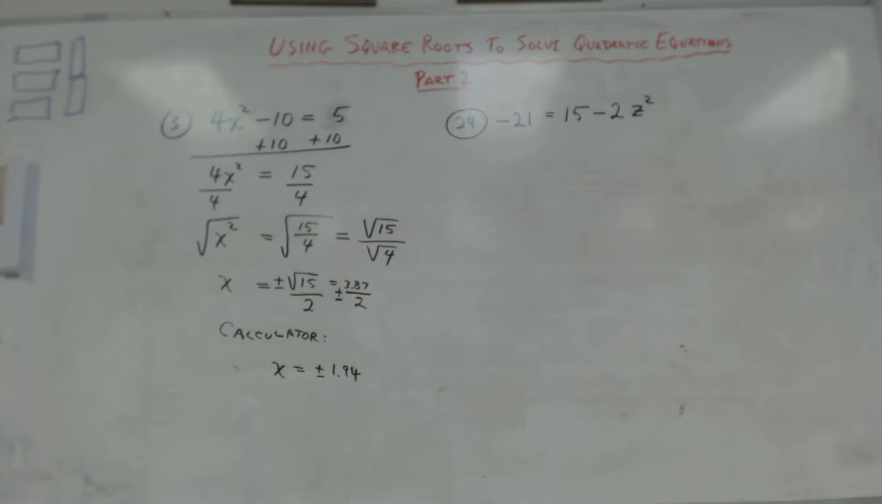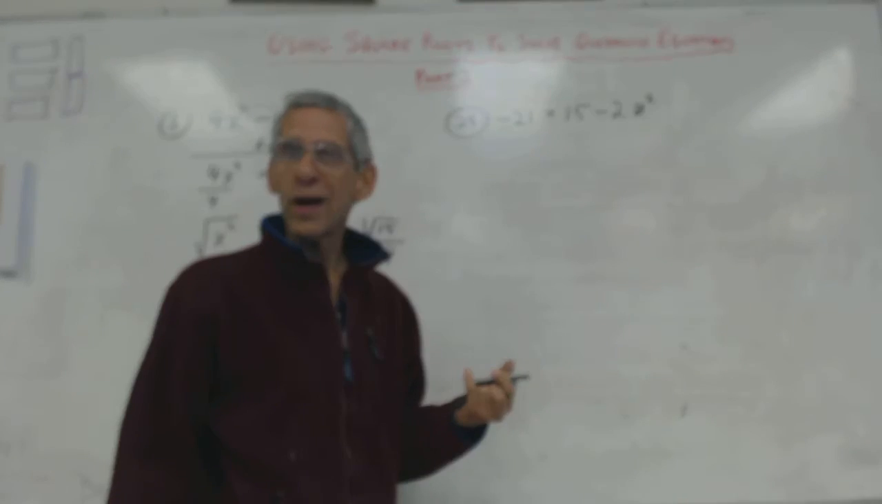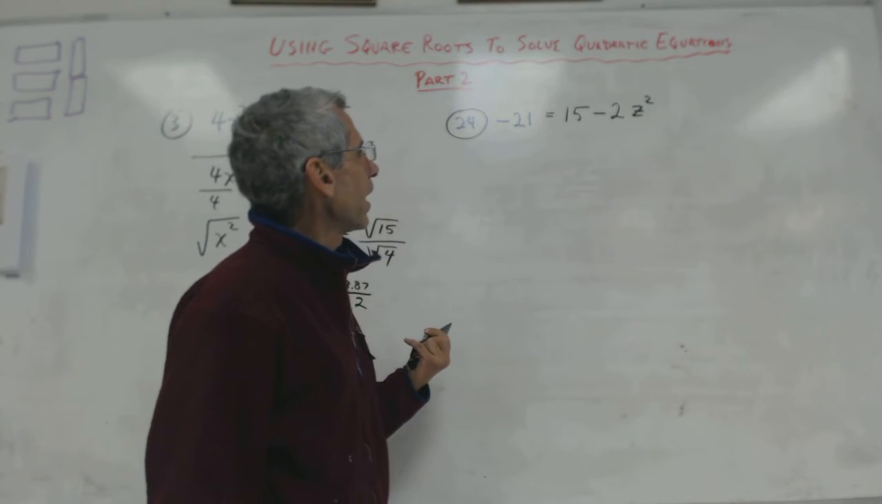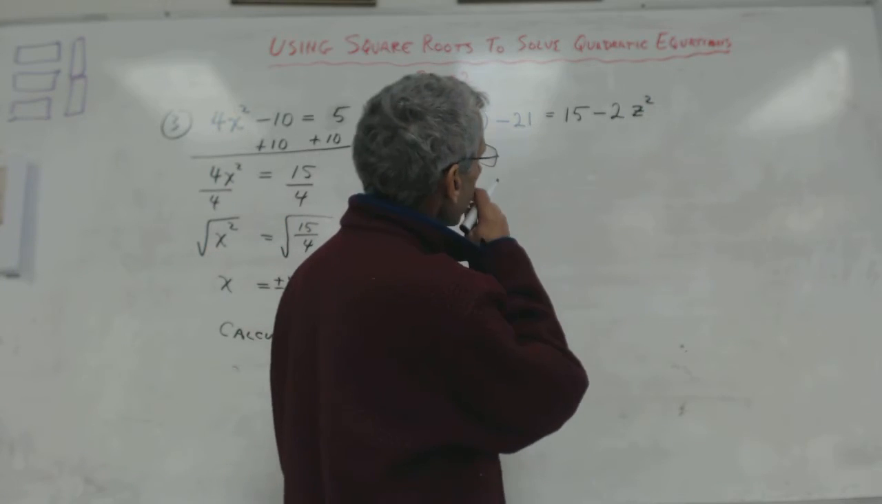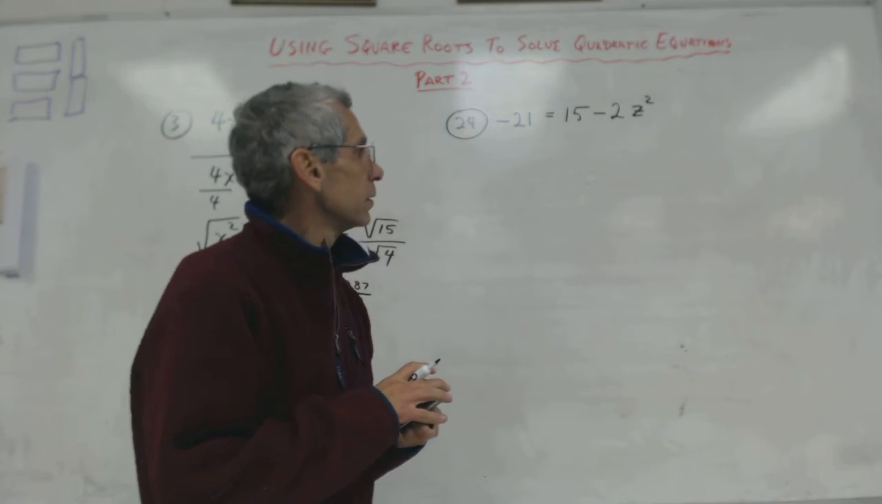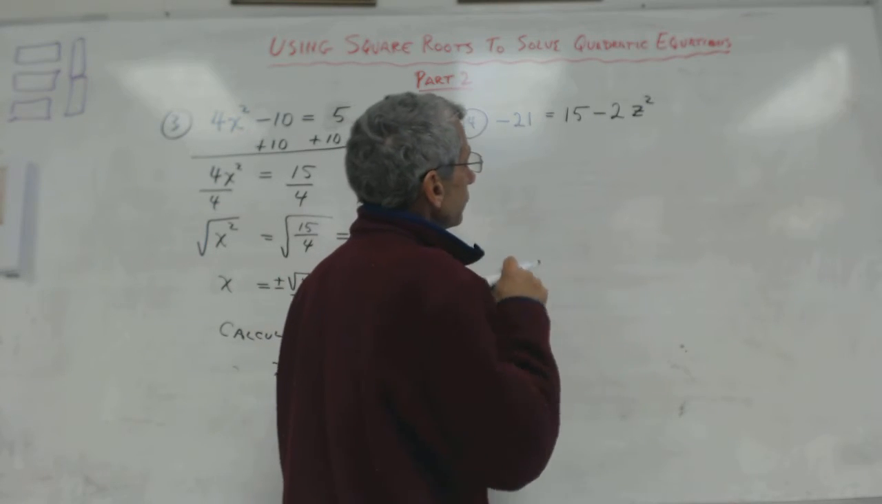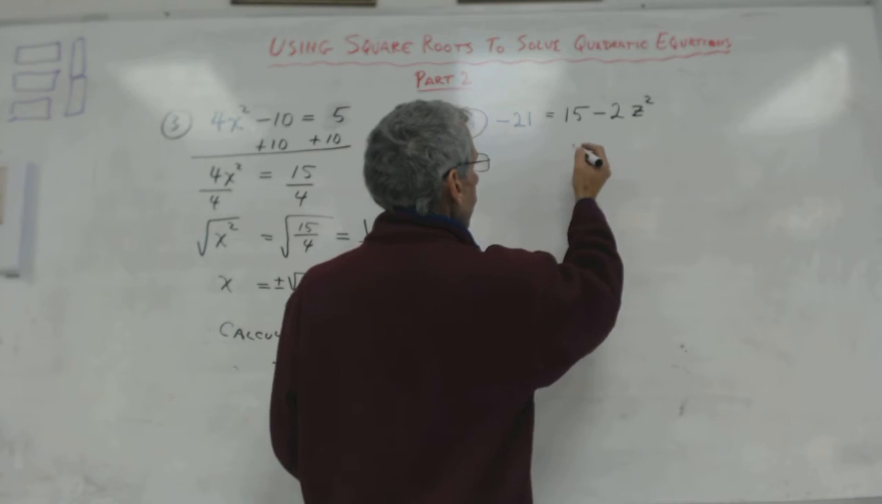Okay. So this is weird. Why is this so different? It's turned around. That's okay, we can deal with it. So what do I do first? Minus 15. Add 15 to both sides.